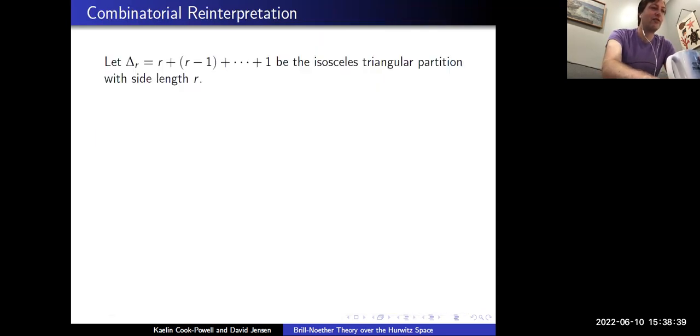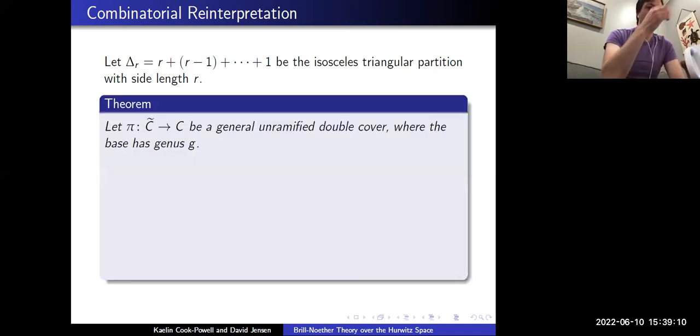These also have a combinatorial interpretation in terms of partitions. So if you let delta R be the isosceles triangular partition, it has R boxes in the first row, and then R-1 boxes in the next row, and then R-2 boxes in the next row, and so forth. So you get a triangle. Really I should have drawn a picture.